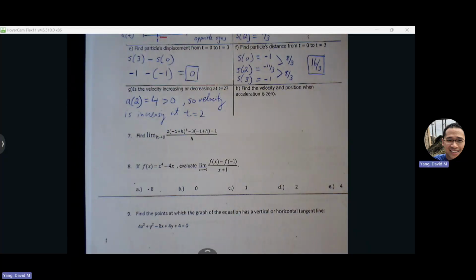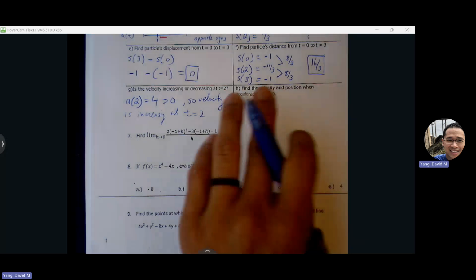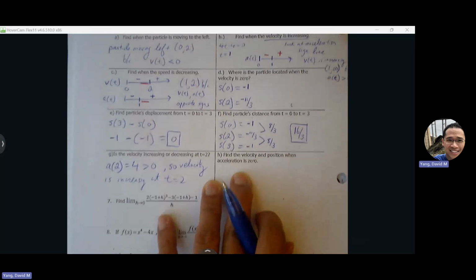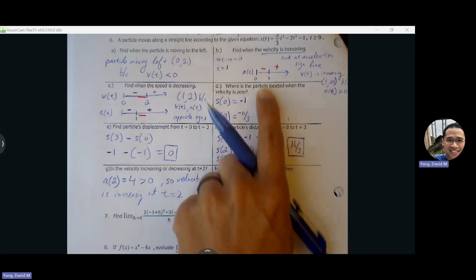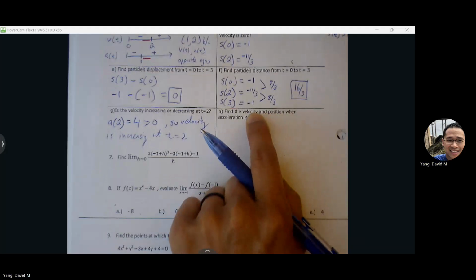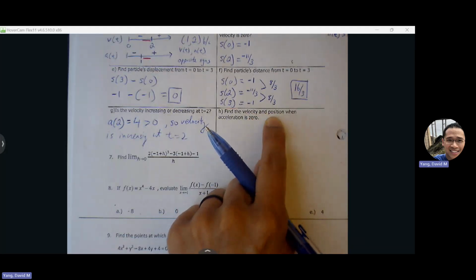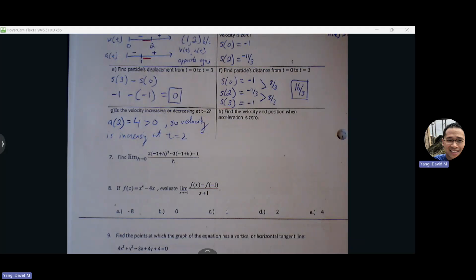Part H, find the velocity and position when acceleration is 0. Well, we gathered that acceleration is 0 at t equals 1. So we can just plug 1 into velocity and position and find the velocity and position at those moments in time.